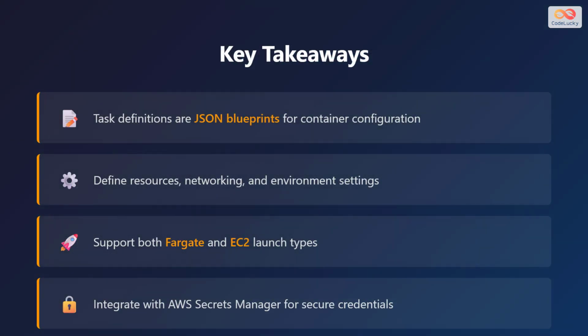Let's recap the key points. Task definitions are JSON blueprints that contain all configuration needed to run your containers. They define critical settings including resources, networking, and environment variables. Task definitions support both Fargate for serverless deployment and EC2 for traditional instance-based deployment. They integrate seamlessly with AWS Secrets Manager to handle sensitive credentials securely. With task definitions, you have complete control over how your containers run in ECS.